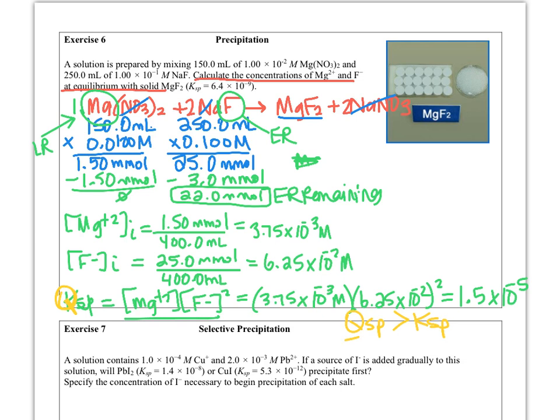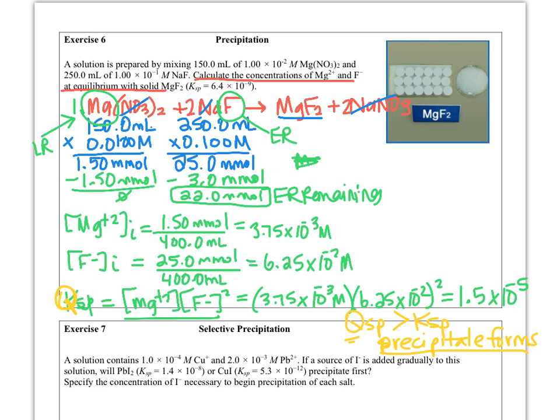So since my Q is larger, it's the same scenario as before. The solution is supersaturated, so a precipitate will form. What's going to end up happening is we're not going to have extra of those ions. We're actually going to use up the ions, and the reaction is going to happen. So we will shift back to the left. That's the key here. The reaction's going to happen and shift back left.